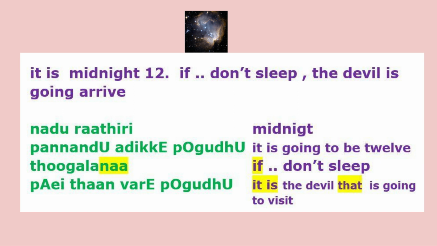Nadu Ratri means midnight. Nadu is center, Ratri. So we use Nadu Ratri. 12 அடிக்க போகுது means it's going to be 12. தூங்கலன்னா, if don't sleep. And if you want to understand if, there's a lesson I have made for that. பேய் தான் வரப்போகுது. It's the devil that is going to come. The தான் is, it is that. You are stressing there. பேய் தான் வரப்போகுது. நடு ராத்திரி 12 அடிக்க போகுது. தூங்கலனா பேய் தான் வரப்போகுது.